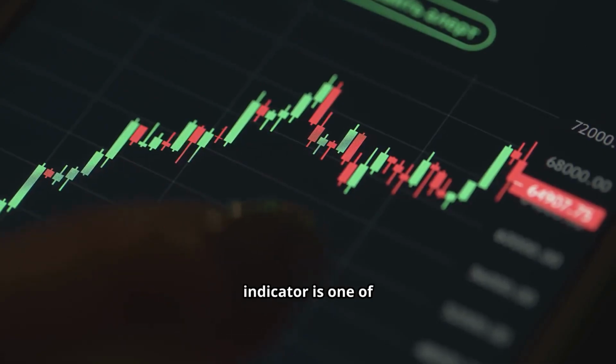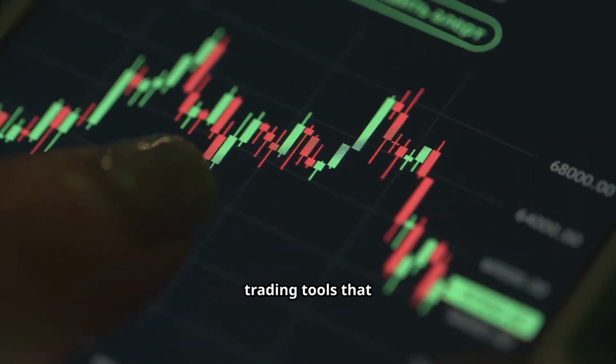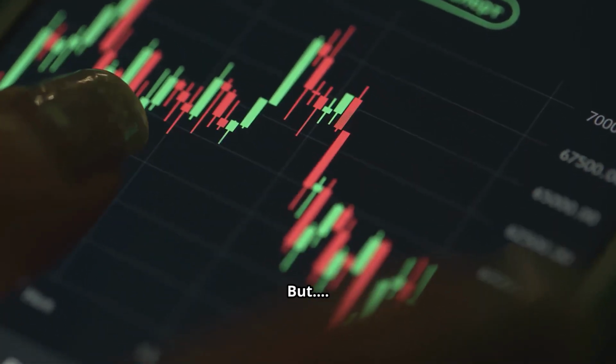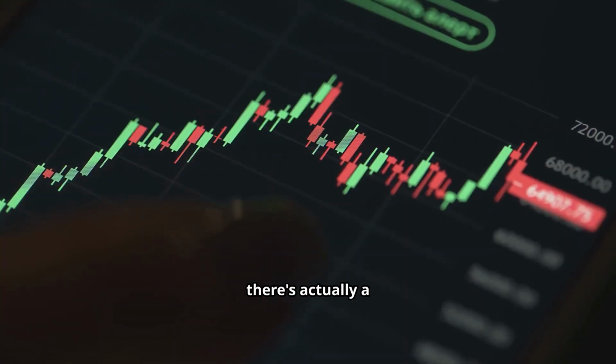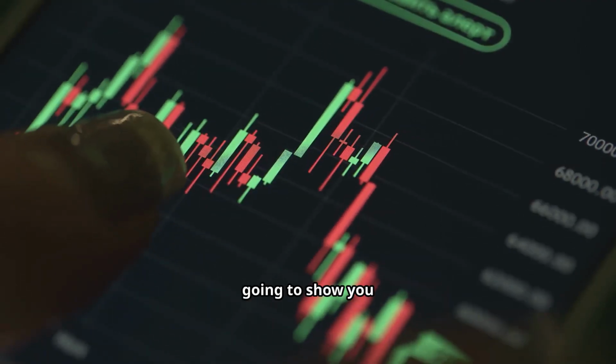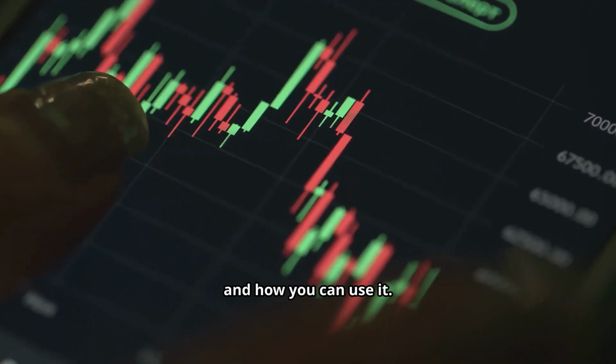The Heikin-Ashi Indicator is one of the most powerful trading tools that can help you get a clear view of the overall market direction. But did you know that there's actually a better version of this indicator? In this video, I'm going to show you what that indicator is and how you can use it.